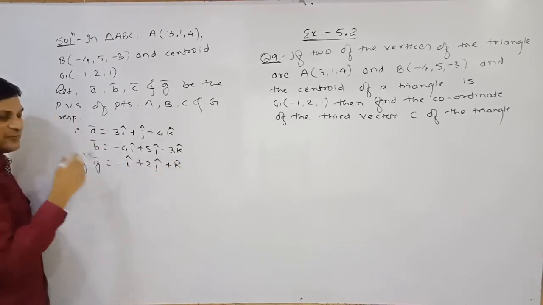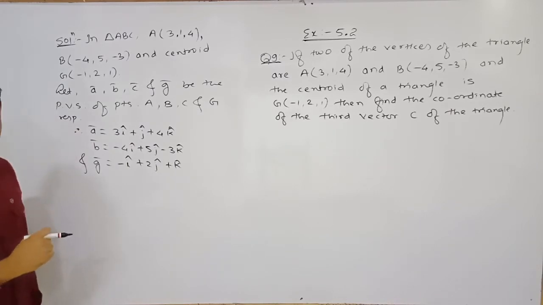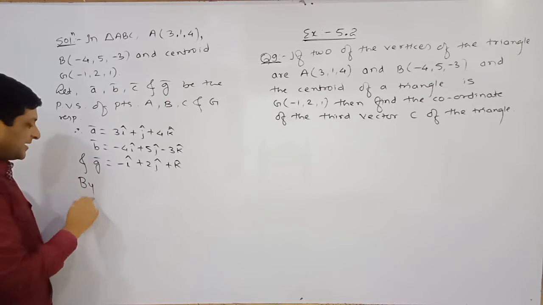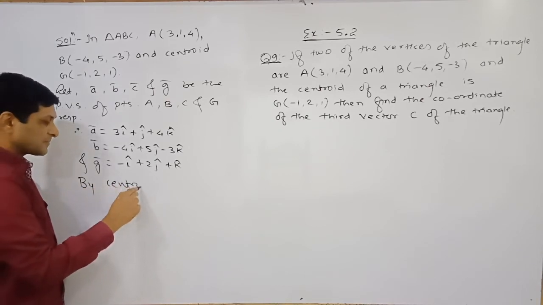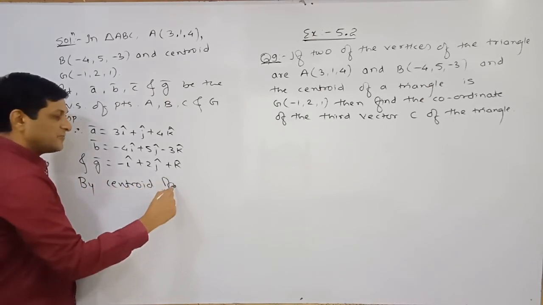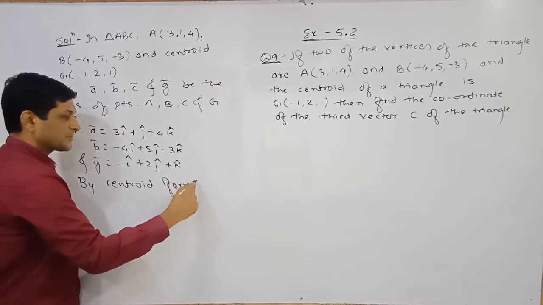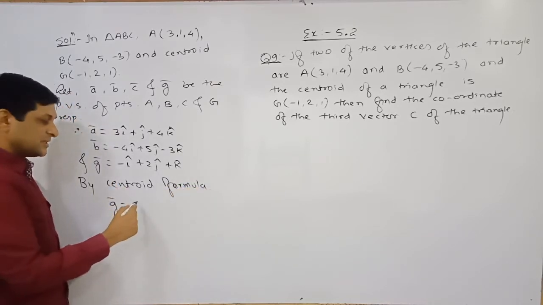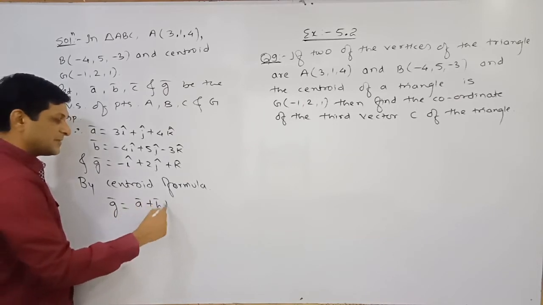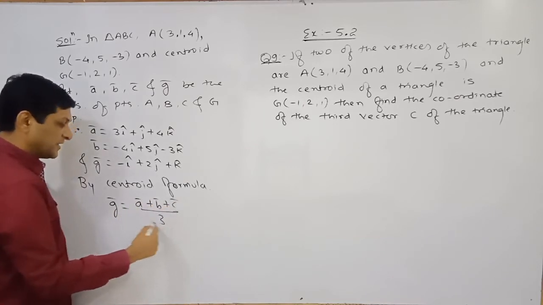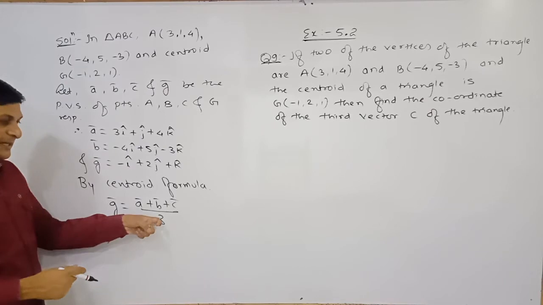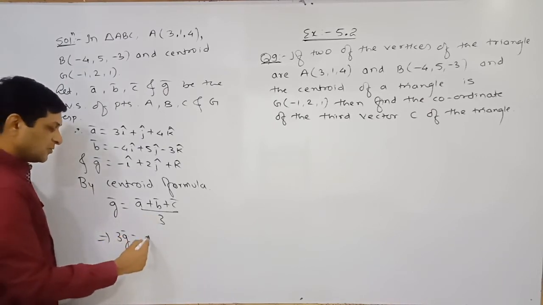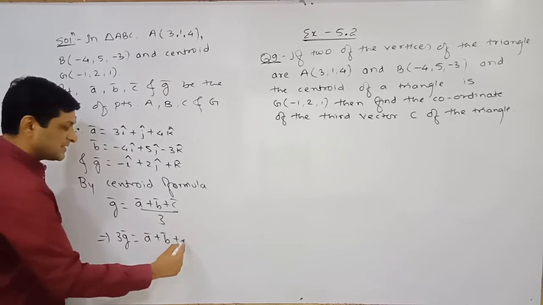So once the values of A bar, B bar are known to us, now we apply the centroid formula. What is that centroid formula? G bar is equal to (A bar plus B bar plus C bar) upon 3, which can be written, with 3 multiplied on this side, as 3G bar is equal to A bar plus B bar plus C bar.